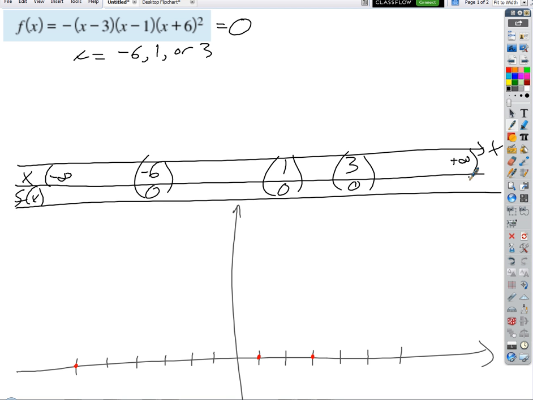Okay, so let's try out our end behavior then, right? We already know when we find end behavior that the limit of f of x as x approaches, for example, positive infinity is going to be infinite. We just need to know what kind of sign, right? So let's see what we get.